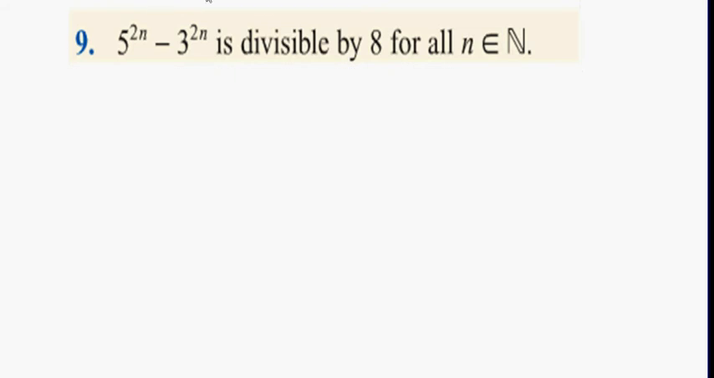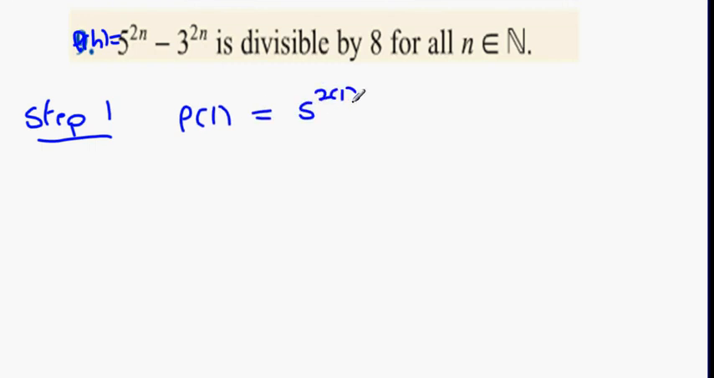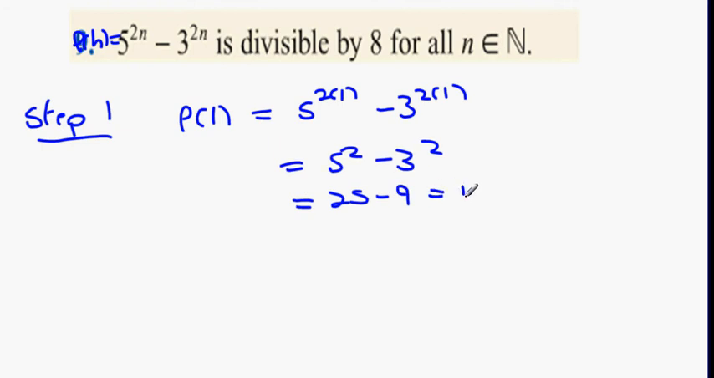Now, next one, step 1. So P of n equals 5 to the power 2n minus 3 to the power 2n. So P of 1 is going to be 5 to the power 2 times 1 minus 3 to the power 2 times 1. Hence 5 squared minus 3 squared, 25 minus 9 equals 16. 16 divided by 8 equals 2.